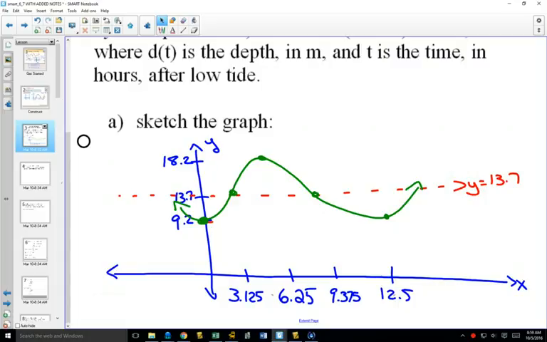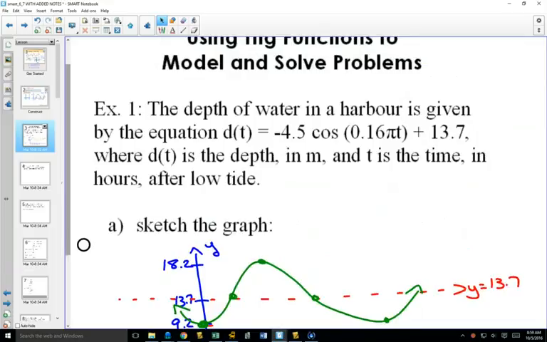Yes? So there's no shift because if we look at the equation inside here, you see that there's no c value. It's not 0.16 pi t. You could say plus 0 at the end because it's not inside the brackets. You're not adding or subtracting anything, which would make that horizontal shift.